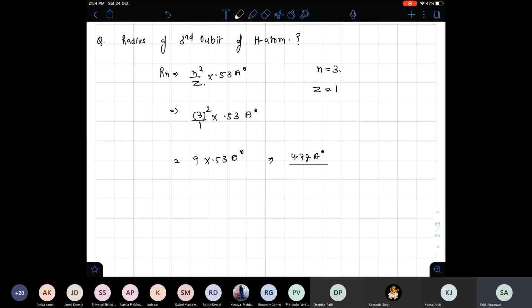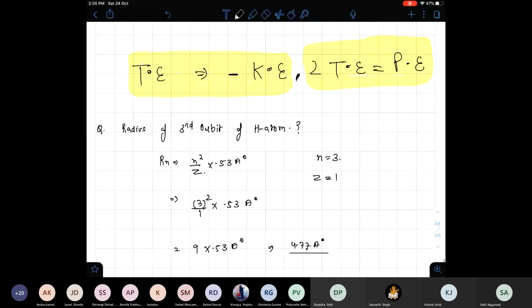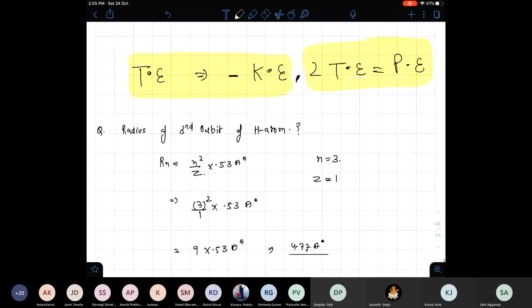These formulas are used only for single electron species.